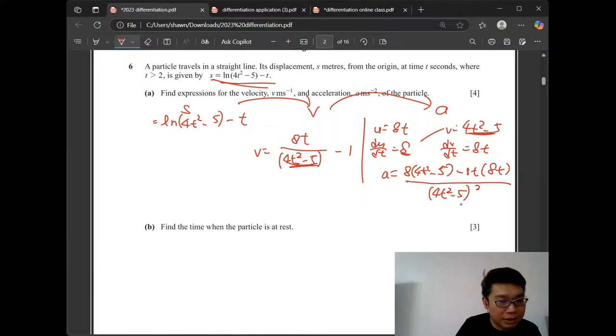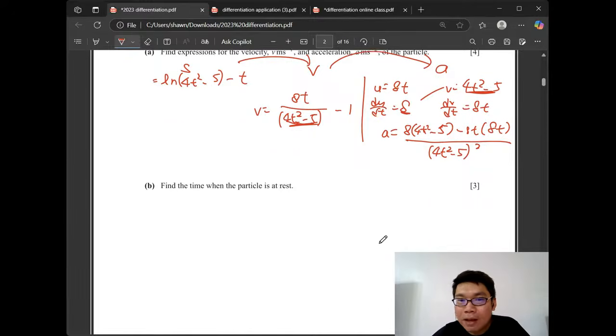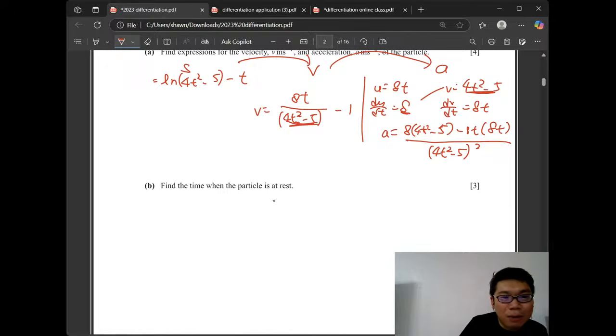So like this. Do you need to simplify it? Not compulsory for this question. Any other question? 4 marks, easy, right? Okay. Next, find the time when the particle is at rest.